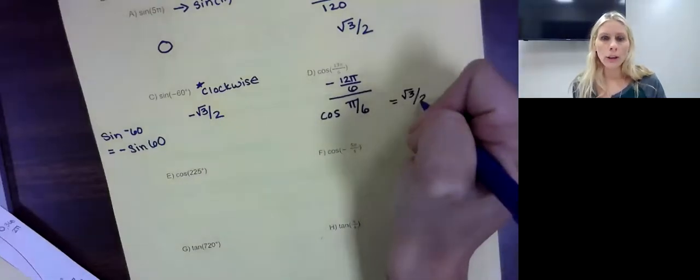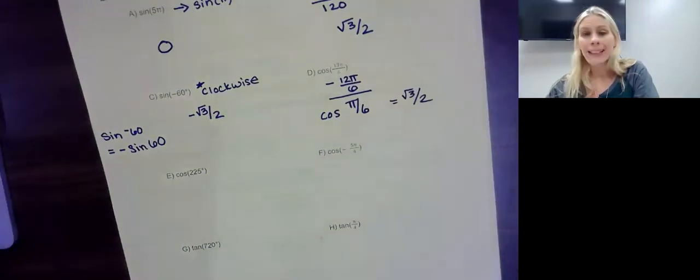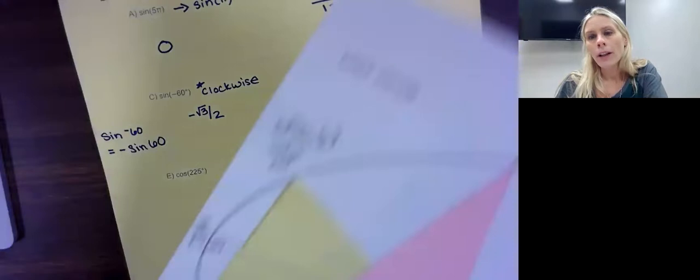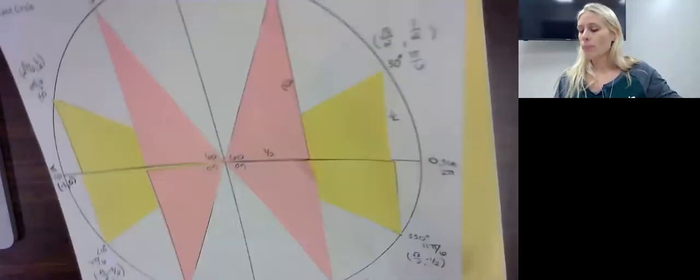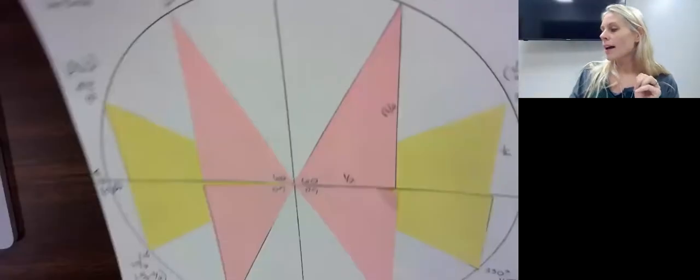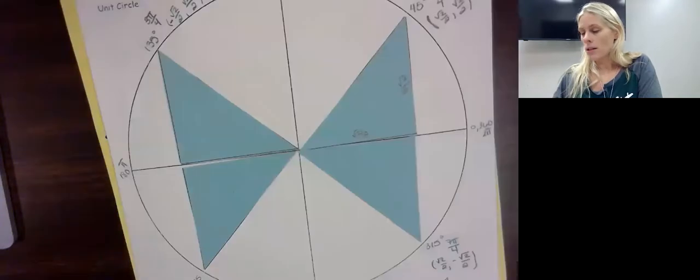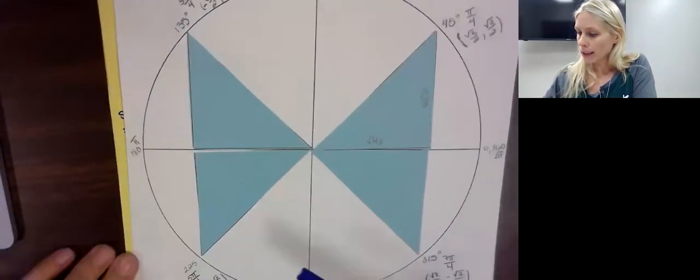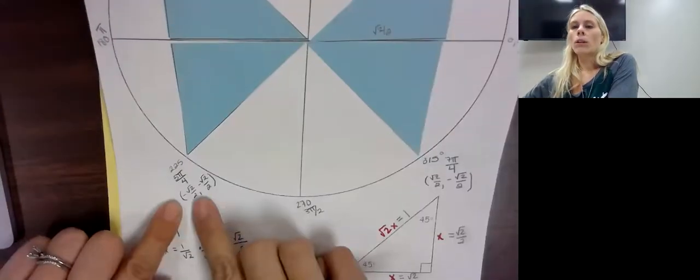All right, cosine of 225. There's nothing to subtract here because 225 is on our unit circle. But if I look, because I'm using this one instead of the one you wrote in your packet, 225 is one of our 45s. So 225 is down here. And we're finding cosine, so cosine is our first coordinate. So that's negative square root of 2 over 2.